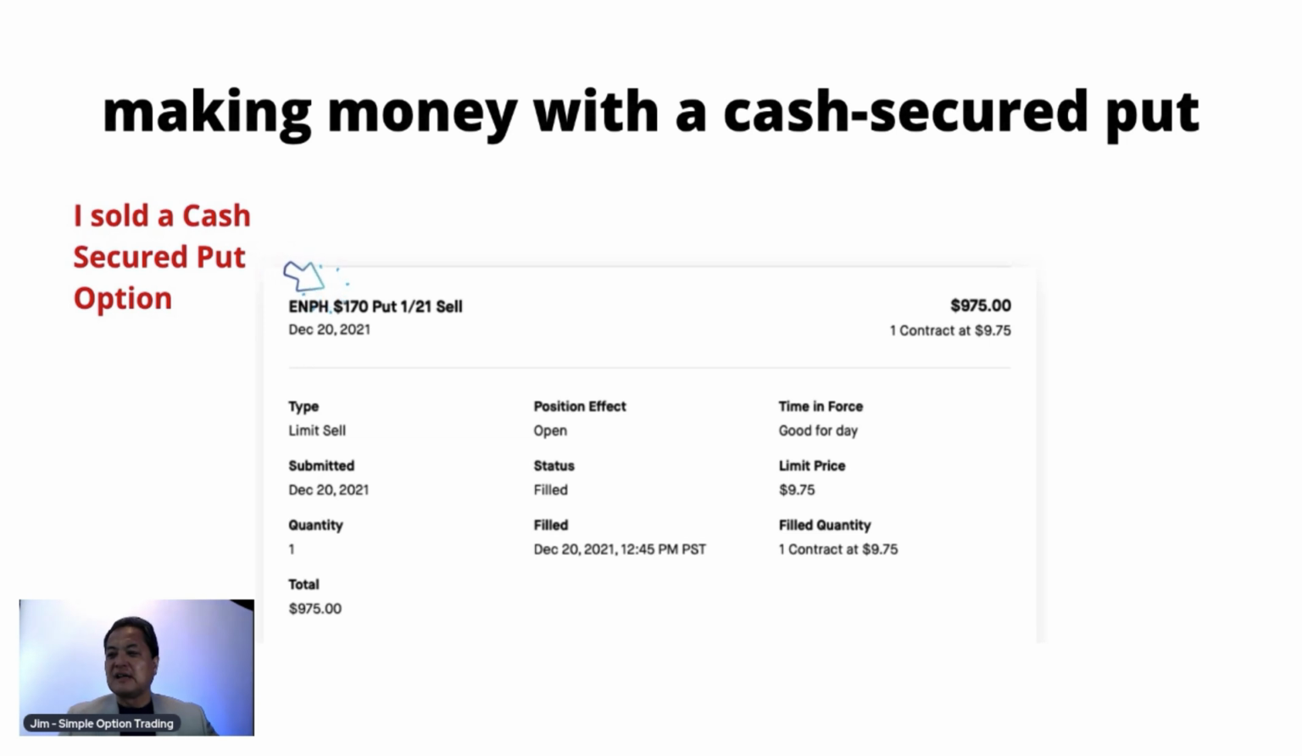So let's start off. At the top left-hand corner, you can see that the stock symbol is ENPH, so that's Enphase. The strike price was $170. It was a put option, and it had an expiration date of January 21st of 2022. So you can see I sold the cash secured put for stock symbol ENPH with a $170 strike price and an expiration of January 21st of 2022.